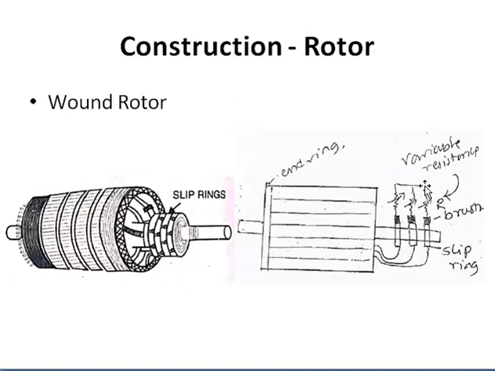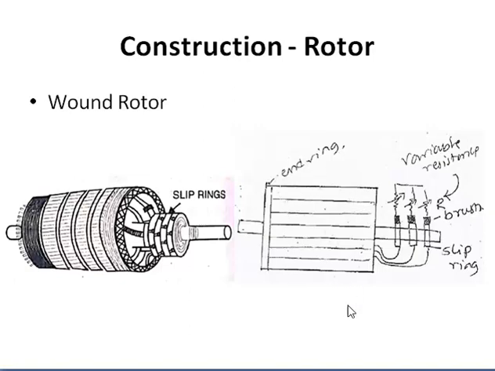If you see the construction of a squirrel cage, all the rotor conductors, or the rotor winding, are short circuited. Whatever the resistance, that resistance is fixed for the rotor. We cannot change the resistance of the rotor winding, and that has certain disadvantages because the starting torque is limited and it cannot be changed in case of a squirrel cage.